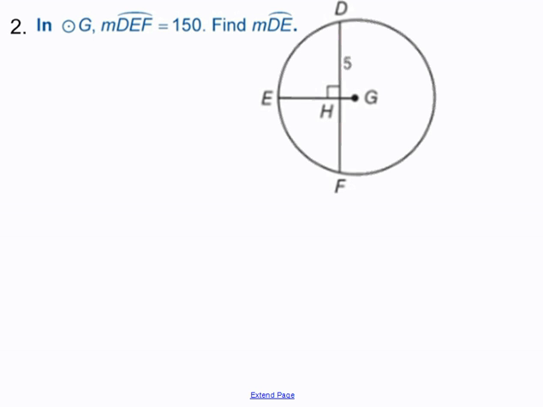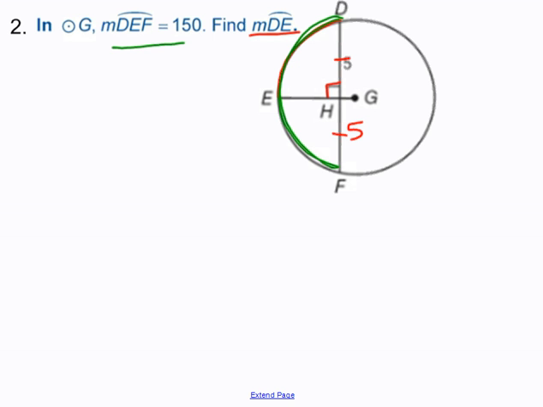All right, so now we're asked to find the measurement of an arc. But I'm noticing that this is perpendicular here. So that means that this is bisected, so this is 5. I'm also noticing that they're asking me to find the arc DE. They told me that this whole arc is 150.